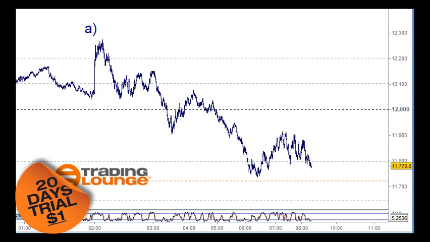Another way to look at it too, if you're keen to go onto the long side, would be going long above this high here.